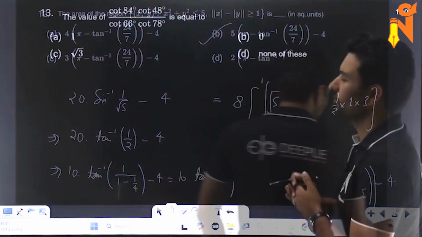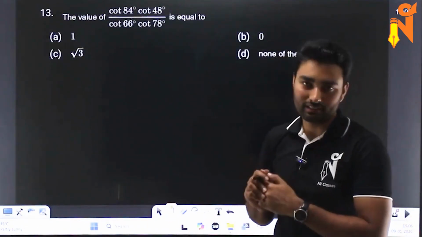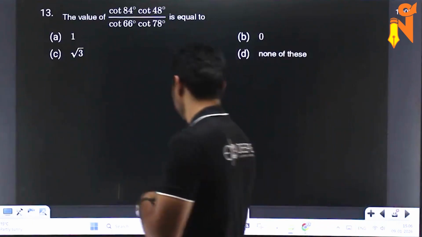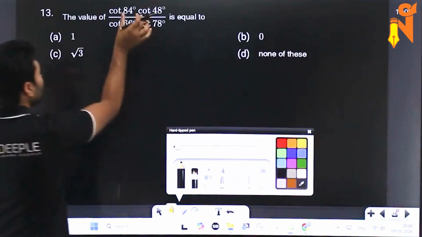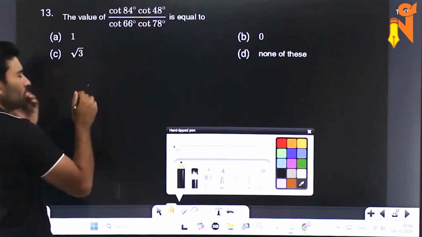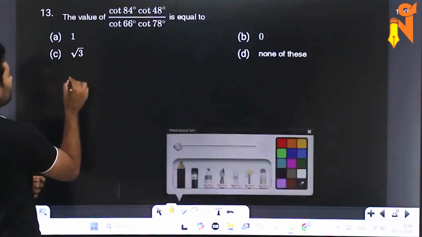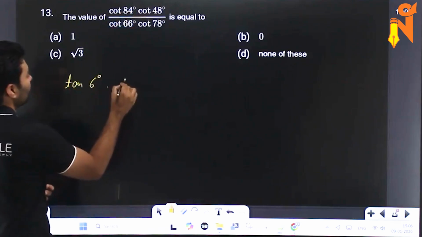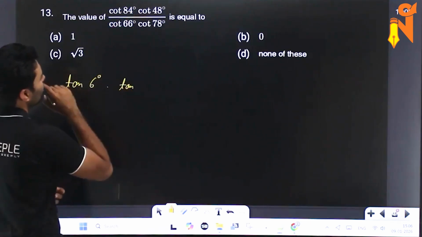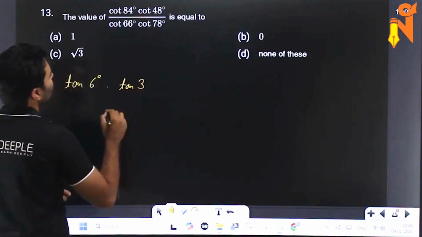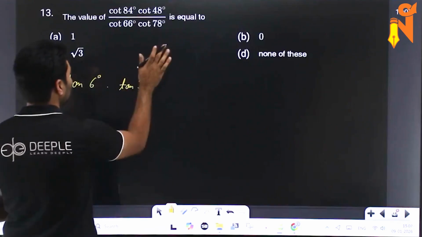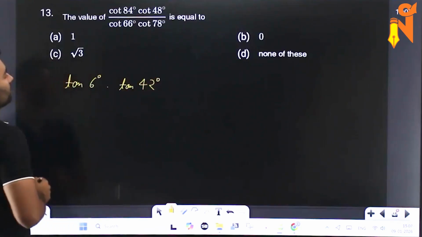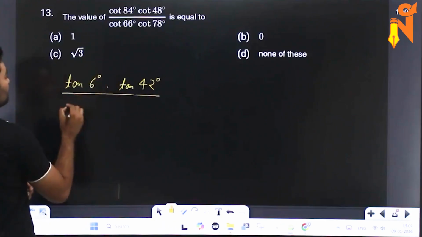Next, one of the simplest questions of this exam. A typical RD Sharma question. What can you do here? Convert into tan, because I like tan more than cot. So tan, how much is this? tan 6 degrees into tan, how much? 32? Sorry, 42. Correct. Upon, this is how much?